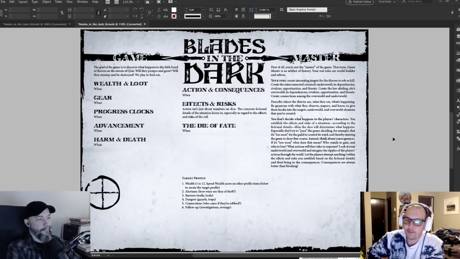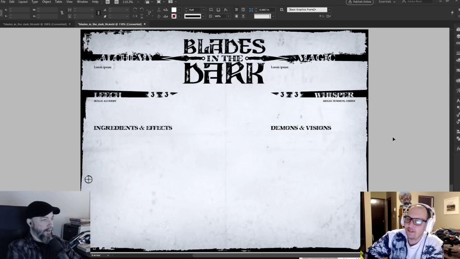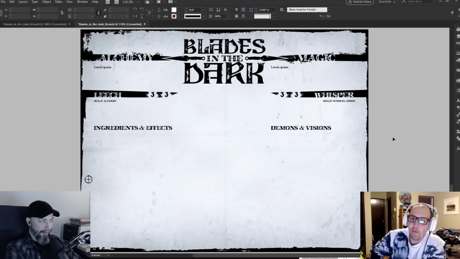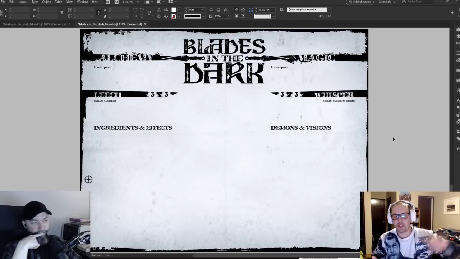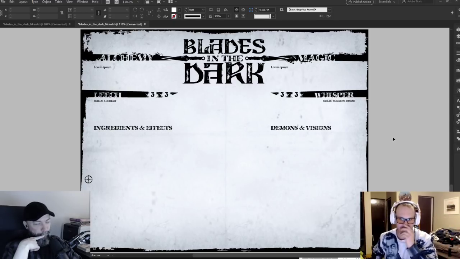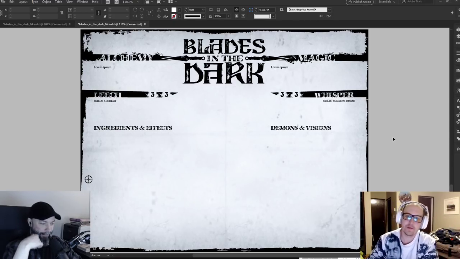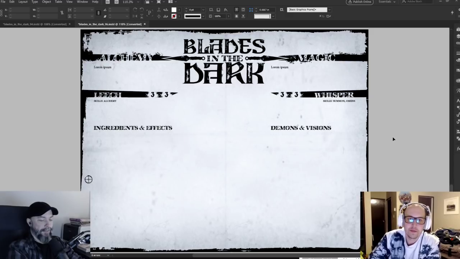Then the third page. This is where the Leech and the Whisper are hiding back here, the secret magic people. Now we have the Whisper because initially the Leech was both magic and whatever else. And here is a dead end that lasted for quite a while in the game.